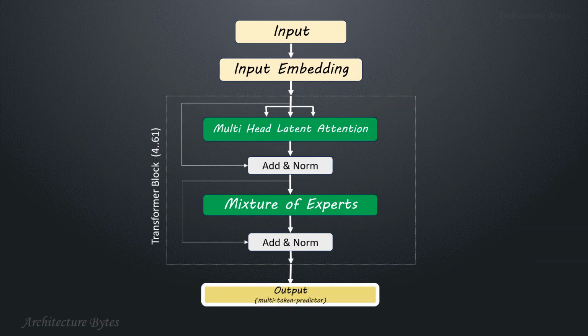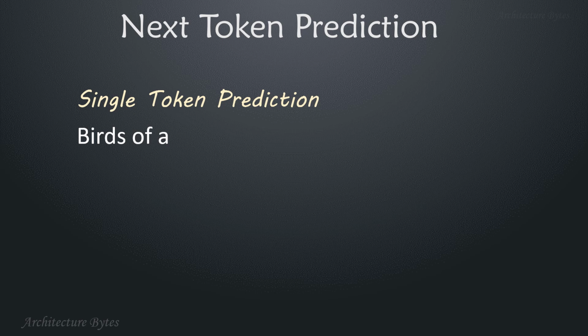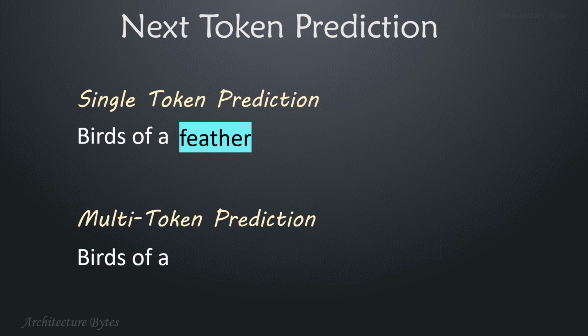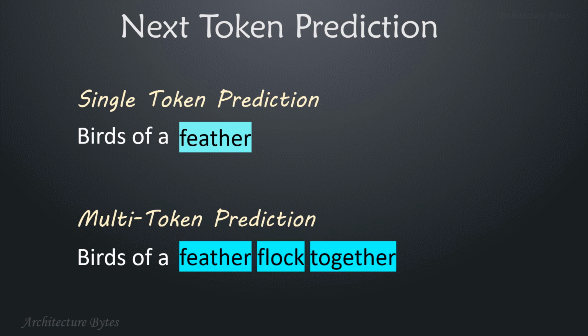Output is a multi-token predictor. Let's understand that with an example. If the input is the phrase birds of a, a single token predictor would predict the next one token, in this case feather. In case of a multi-token predictor, a series of tokens, more than one, are predicted. In this case, feather flock together.